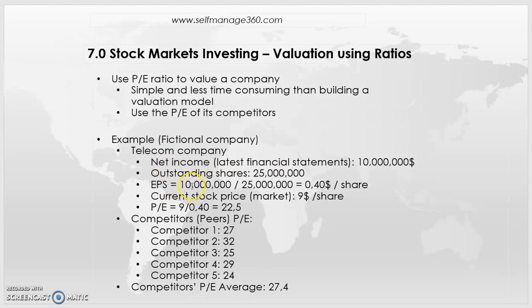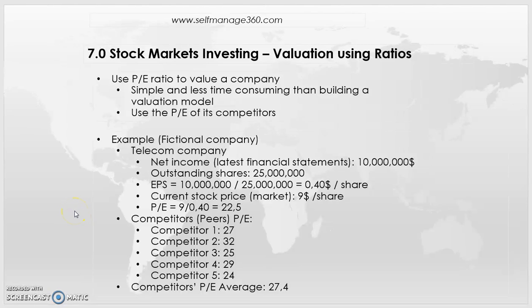EPS, as I said, it's fun to know how to calculate it, but you will easily find it already calculated for you on most, if not all, financial websites. Then let's say that the shares of this company are currently selling at $9 a share. So what is the price to earnings? Well, $9 a share as a price, the current price, divided by the earnings per share, which is 40 cents, you end up with a price to earnings ratio of 22.5.